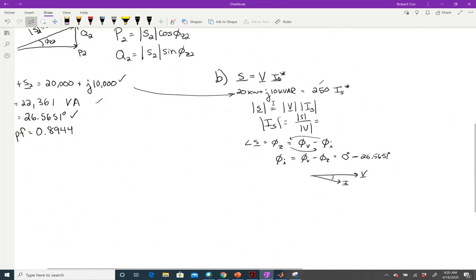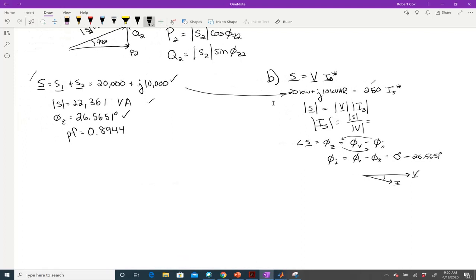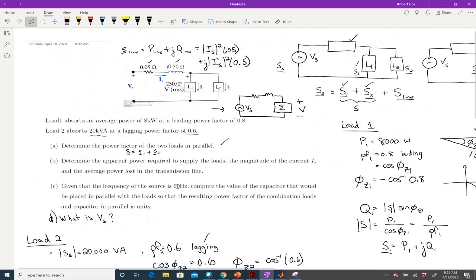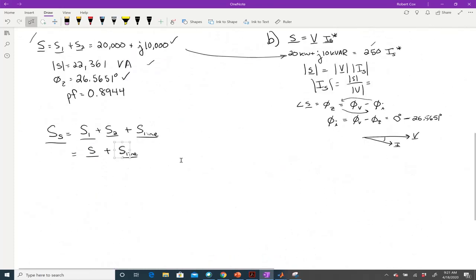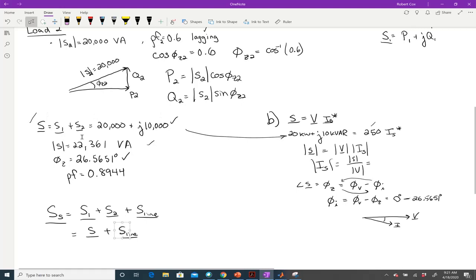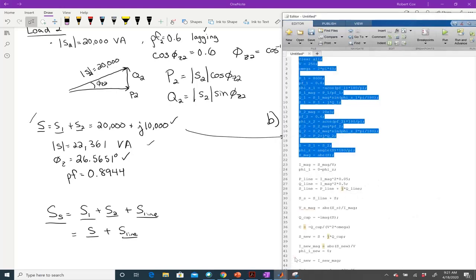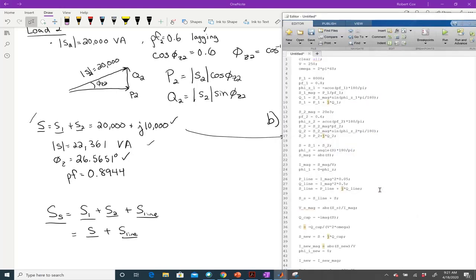Okay, all right, so to do this, I'm going to say that S source is equal to S1 plus S2, like this, plus S line. And I know that S1 plus S2 I've already called S. So I just take the result that I obtained here and add it to what I obtained here to get the total source power. All right, so MATLAB, that's the blocks that I have right here.